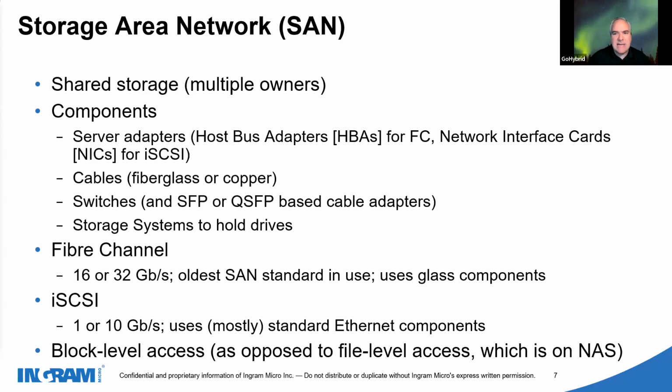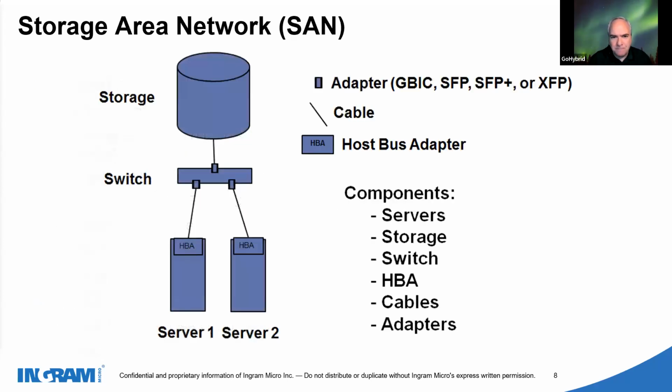So what does a SAN kind of look like? Well, my servers are going to attach to it, and I can have any number of servers. In this case, I just have 2. Each of those servers is going to have some sort of device that allows them to connect to the storage area network. So I mentioned before, if it's iSCSI, they're probably going to be extra NICs. In the case of fiber channel, they're going to be HBAs, which I've shown here.